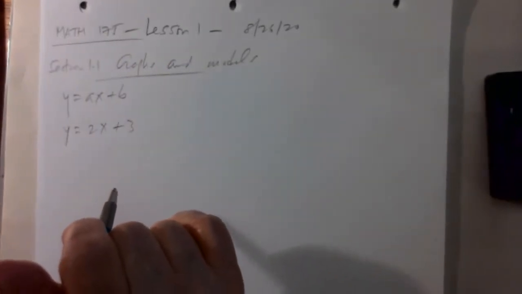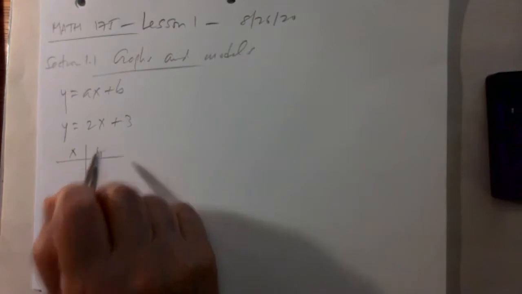Good. So section 1.1 is on the graph of an equation. And the simplest equations, which we spend a lot of time with in calculus, are linear equations, things of the form y equals ax plus b. So a simple example would be, let's say, y equals 2x plus 3.